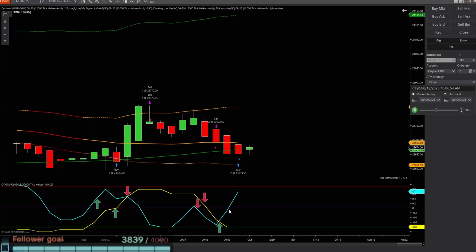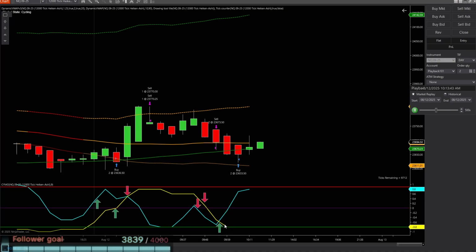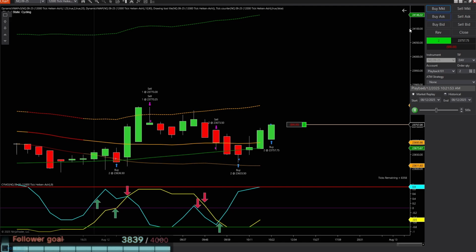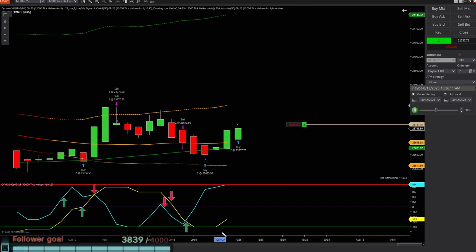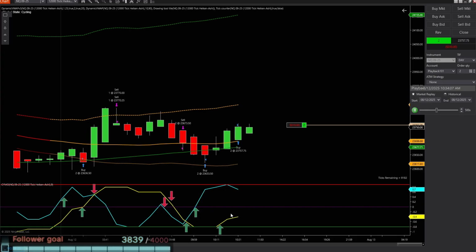Okay, now we've got cycle up. This isn't exactly yet a long trade. To make this a long trade, because momentum is all the way down here, I'd like to see momentum at least curl up a little bit. There you go. Right there, momentum kind of curls up. That's your long signal. You had cycle above zero, momentum curled up.